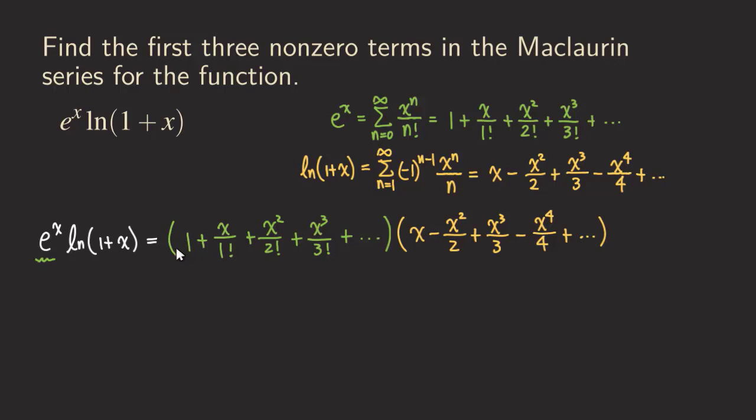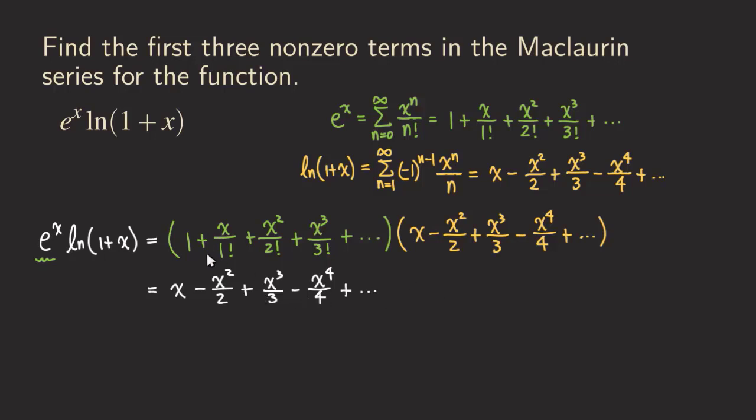Now you know how to multiply polynomials. You can just multiply term by term, so let's start doing that step by step. We take the 1 and multiply by all that stuff. 1 times all that stuff will just give you all that stuff, so we just write it down: x minus x squared over 2 plus x cubed over 3 minus x to the 4th over 4. We may need more terms, but we don't know yet, so we will just leave it like this for now.